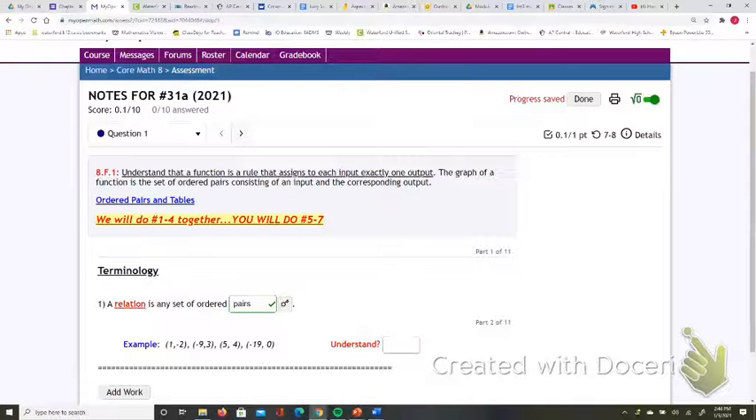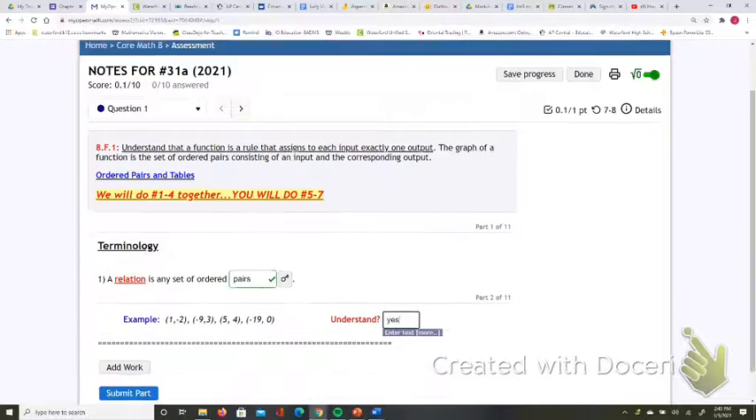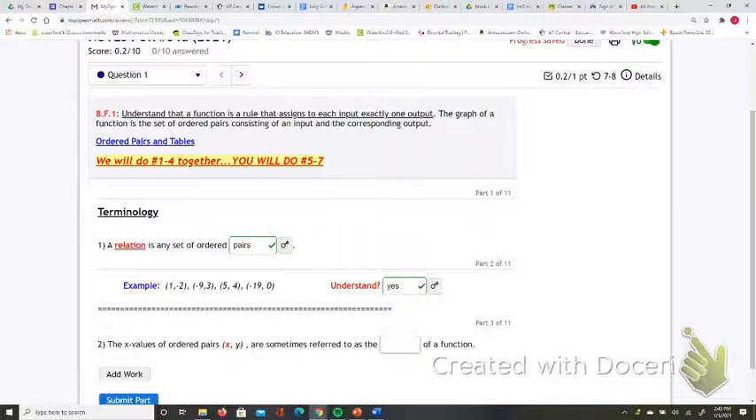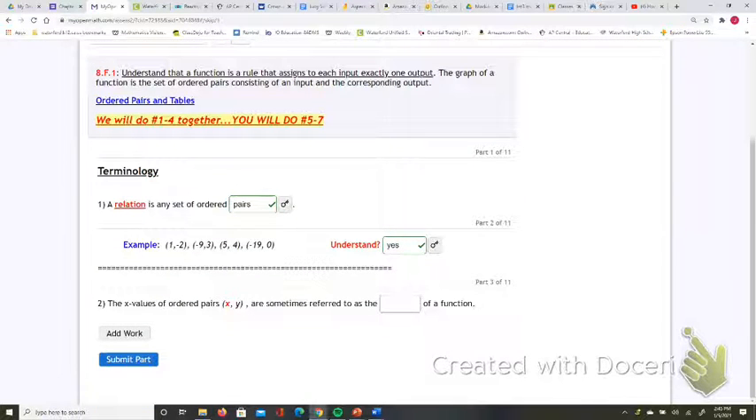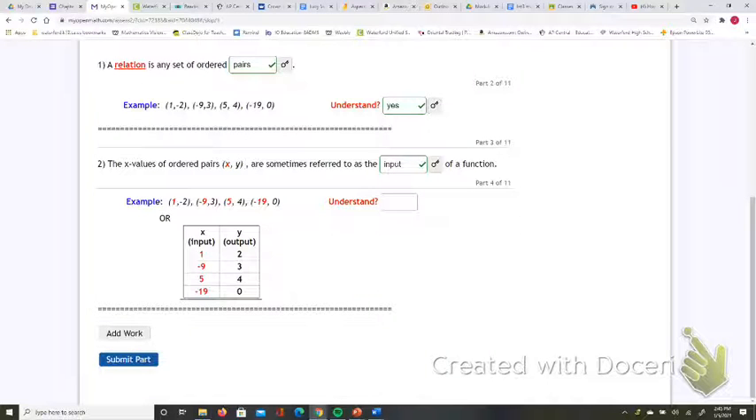See how they gave us an example: x, y, x, y, x, y. So understand, we type yes, and then we submit that part. The x values of ordered pairs, see how the x is in red, are sometimes referred to as the input of a function. So type the word input and then submit.